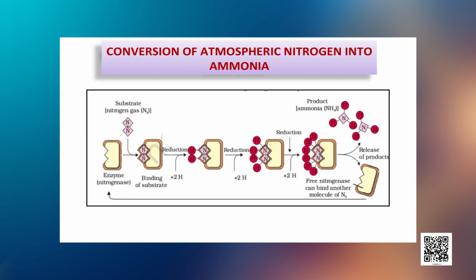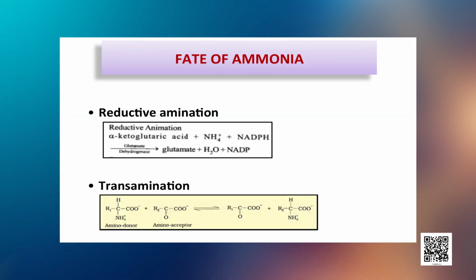Ammonia is the first stable product of nitrogen fixation. It is toxic even in small quantities. At physiological pH, ammonia is protonated to form ammonium ions. Plants utilize these ammonium ions to synthesize amino acids by two processes. First process is called reductive amination. Reduction means addition of hydrogen. Amination means addition of amino group.